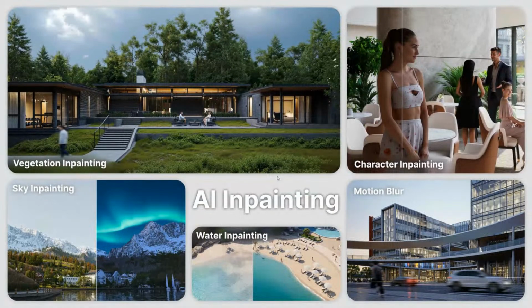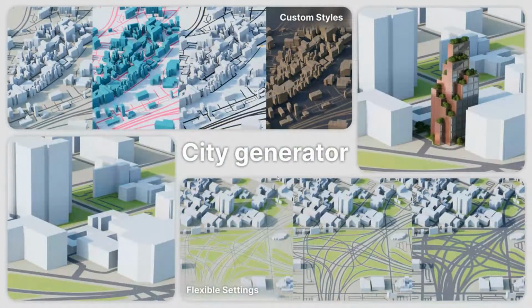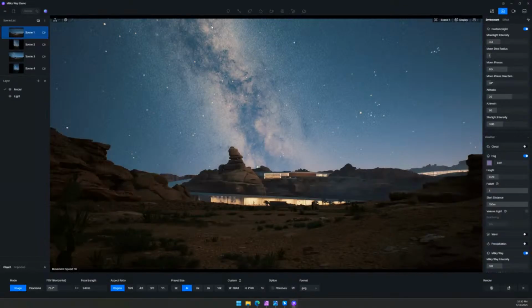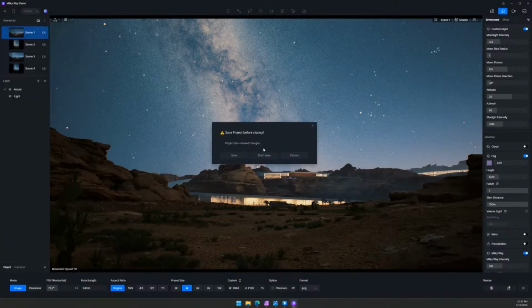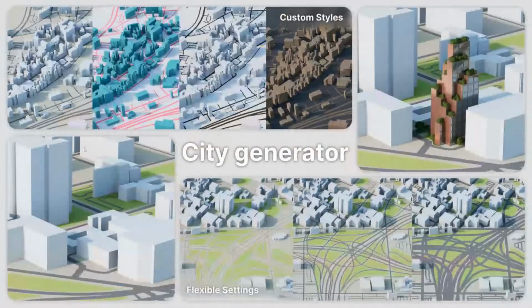Next, let's dive into the city generator. So we've added OpenStreetMap to make creating topography super easy. And let's head to D5 and see how it works. I will close this project and open another one.